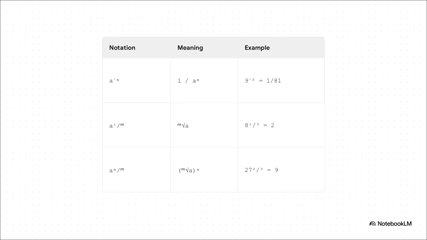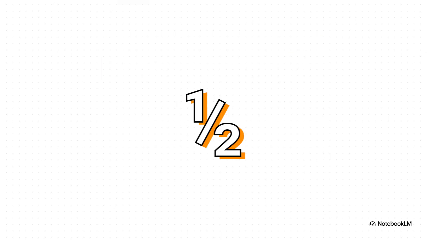Now for the fractions. The number on the bottom of the fraction, the m, tells you what root to take. So a power of 1/3 is a cube root. Simple. Finally, if you have a full fraction like n over m, it's a two-step dance. You handle the root first, that's the denominator, and then you apply the power, the numerator. And here's a crucial detail, a little tripwire that catches a lot of people out. A power of 1/2 means the positive square root, not plus or minus, just the positive one. So 9 to the power of 1/2 is 3, period.